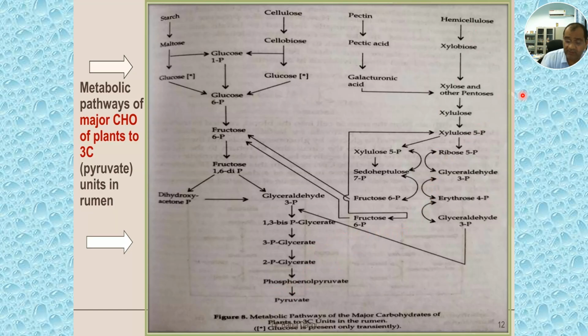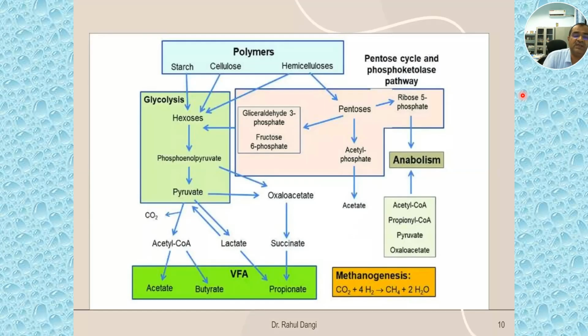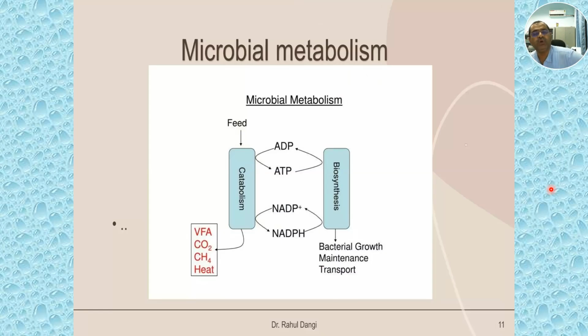The pyruvates later are all converted here as usual. In this step, it loses one carbon dioxide moiety, then acetyl-CoA is produced, then acetate is produced, butyrate is produced, and also propionate is produced. So this is the way complicated polymers are converted to volatile fatty acids. Then volatile fatty acids are absorbed into the circulation of the animal, and the required energy will be produced.